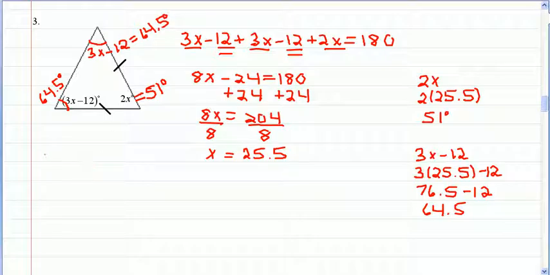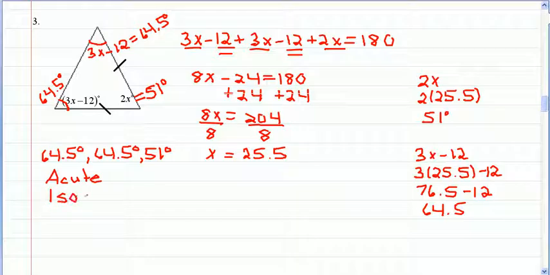So I have 3 degree measures of 64.5, 64.5, and 51 degrees, which means that our triangle is acute because all of them are less than 90 degrees. Since 2 of those angles are equal, that means 2 of the sides are equal, so it's an isosceles triangle as well.